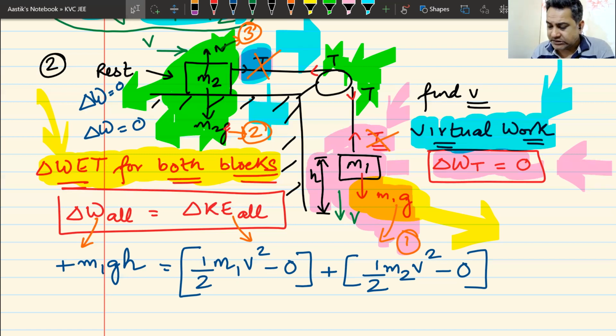Work energy theorem: work done by all forces. If you have more than one force acting on a block, or work done by more than one force on more than one block, total work done would be the change in kinetic energy, and work done by tension, if you take both the blocks together, will always come to be zero.